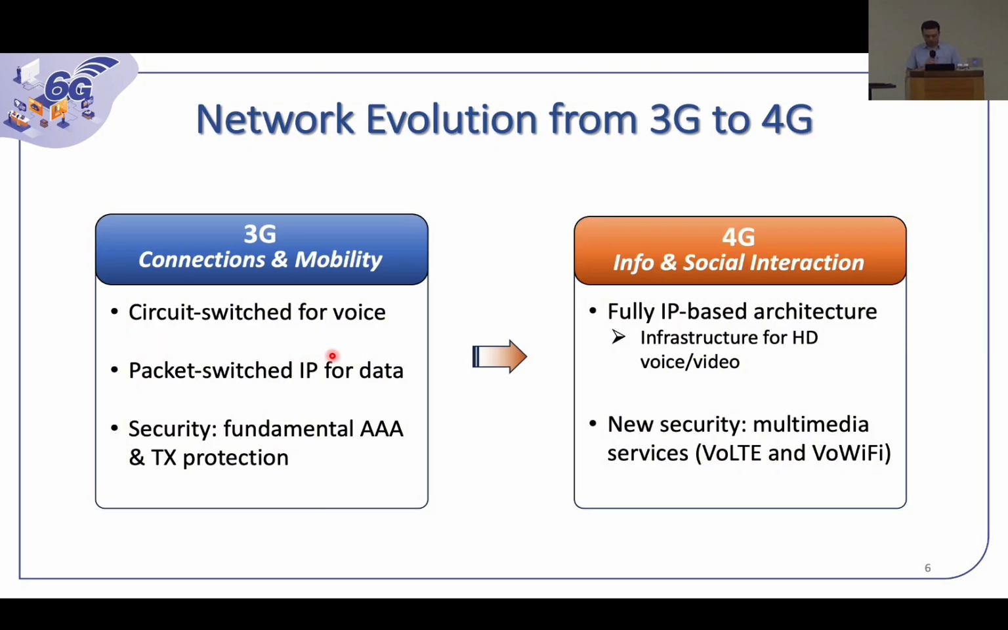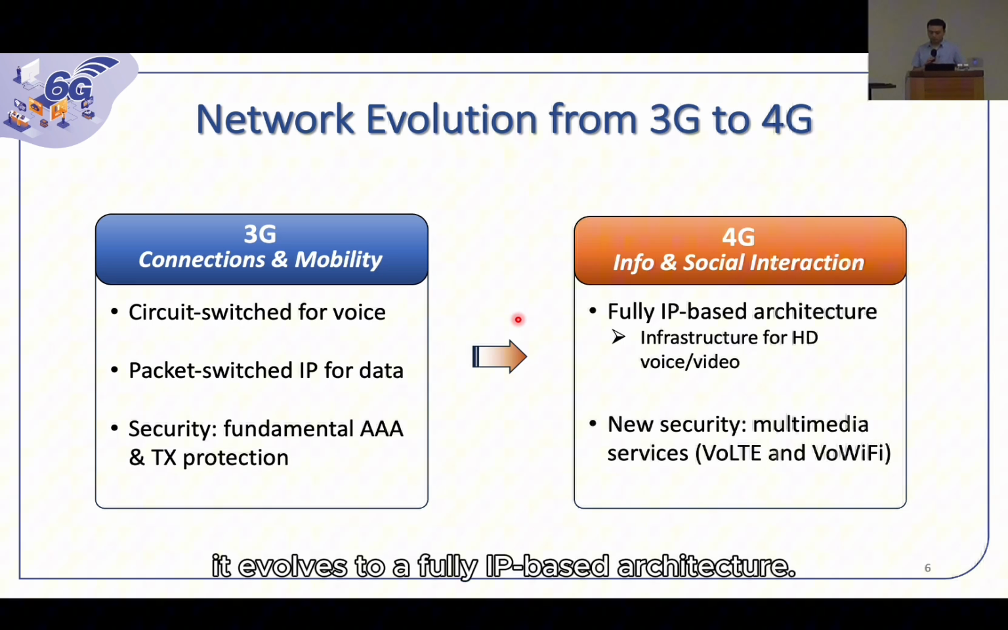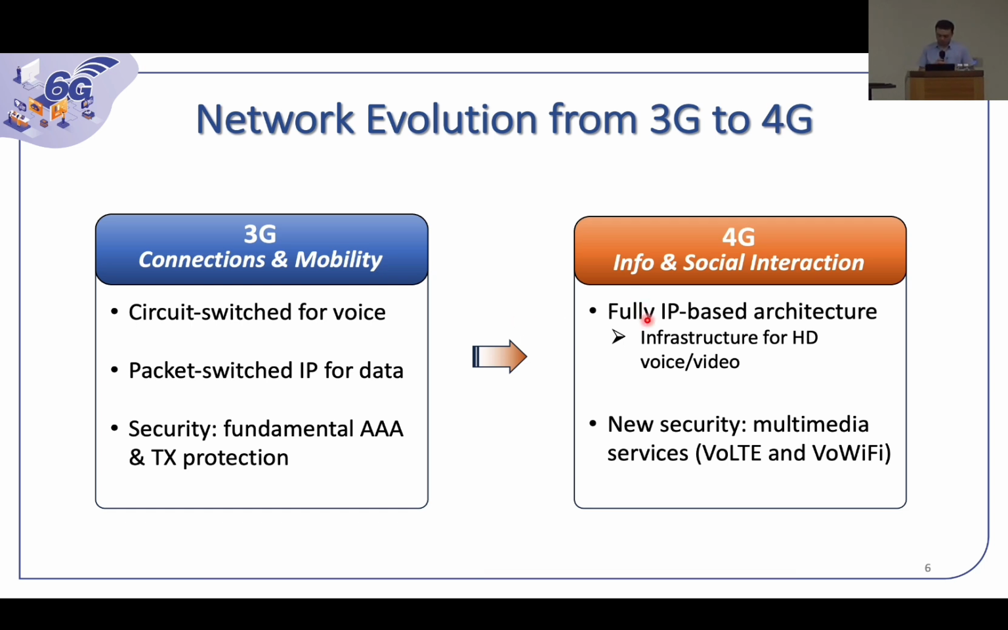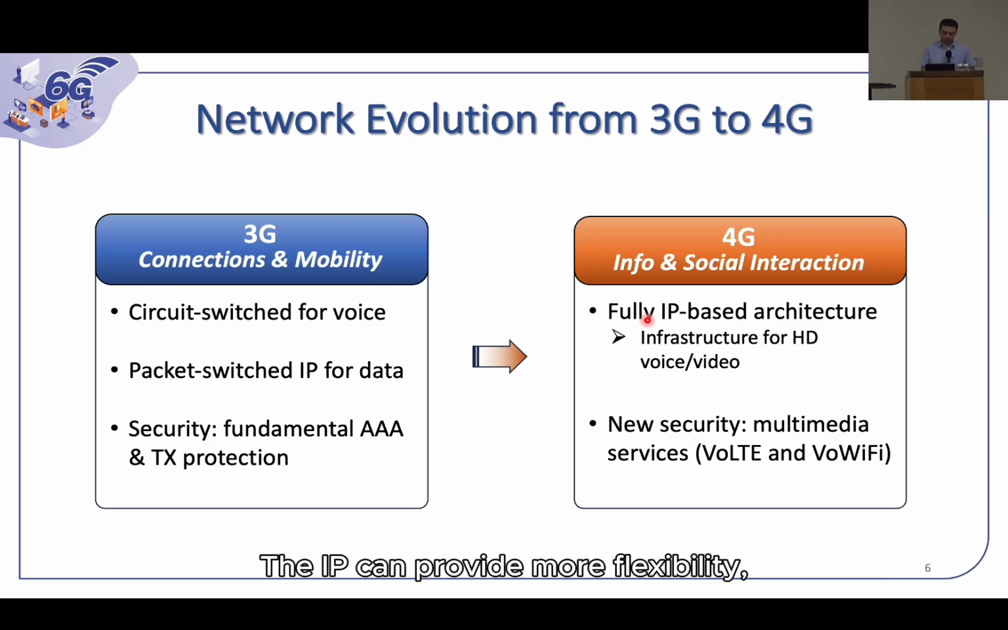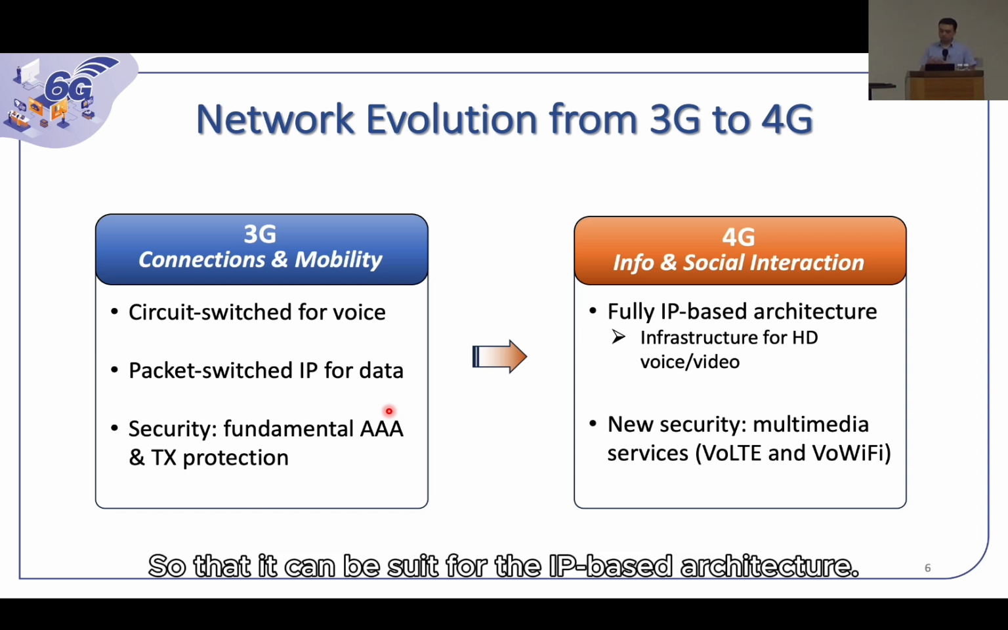Okay, so this is why the transition from 3G to 4G involves a fully IP-based architecture. This is based on the lesson learned from the internet: the IP can provide more flexible infrastructure, scheduling and support. And for sure, based on this fully IP-based architecture, some protocols, especially for security, need to be redesigned so that they can be suited for the IP-based architecture.